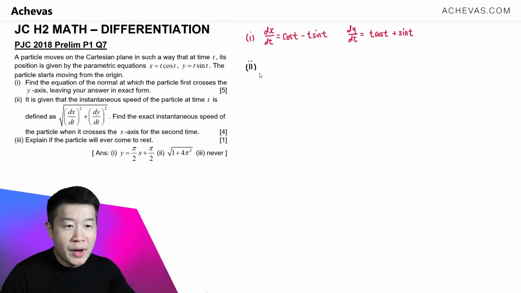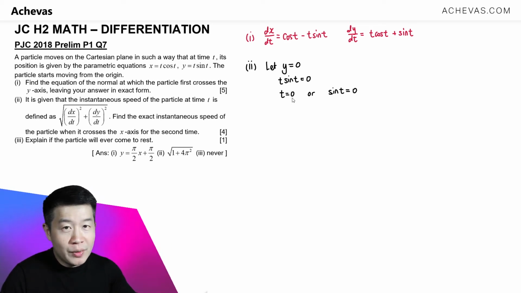And now we are looking at when the particle is going to be crossing the x-axis. And that is when y is equal to 0. So by letting t sine t be equal to 0, we will be able to know when the particle will be crossing the x-axis. So it will be when t is equal to 0 or when sine t is equal to 0.